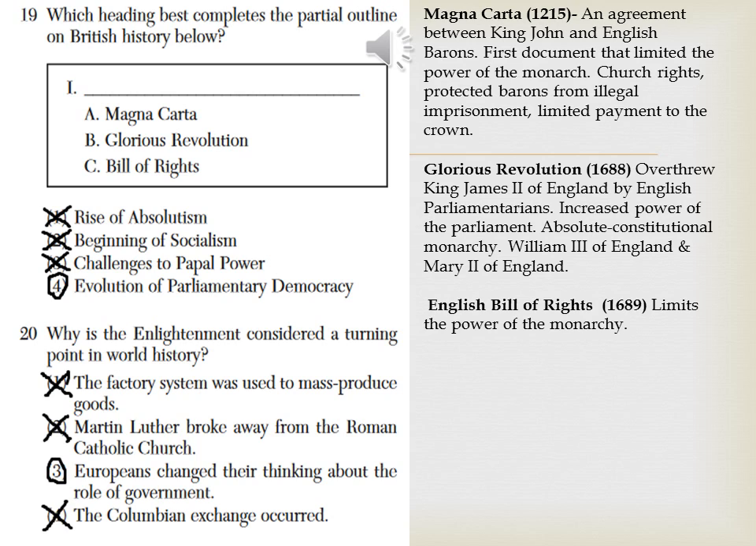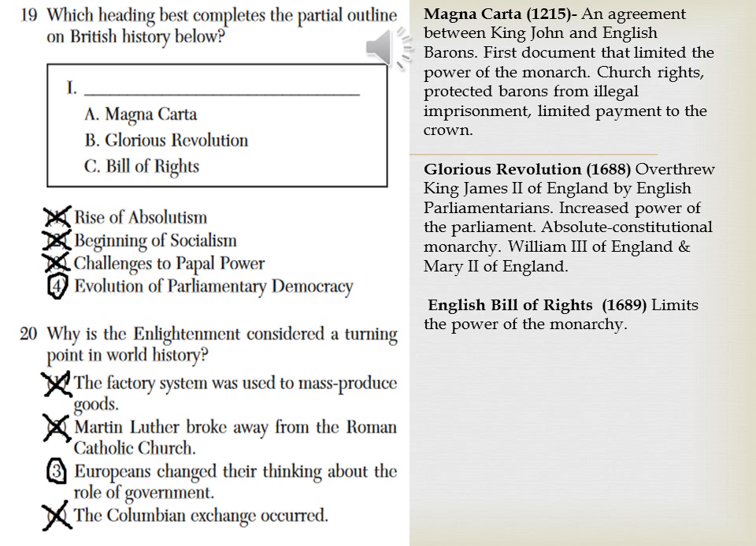Until the Glorious Revolution of 1688, which overthrew King James II of England by English parliamentarians, and it increased the power of the parliament. And that's when you see the change from absolute to constitutional monarchy. And it also installed King William III of England and Mary II of England, which led directly to the English Bill of Rights of 1689. Not to be confused with the US Bill of Rights, which is the first 10 amendments to the Constitution.